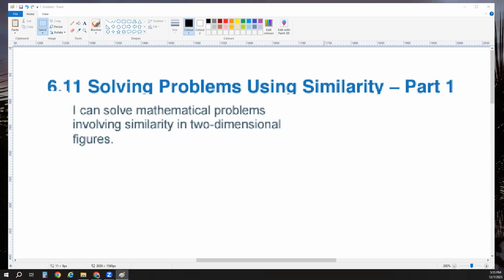Okay, so we're getting to 611, solving problems using similarity, and you should be able to solve mathematical problems involving similarity in two-dimensional figures. So this is going to be a lot of proportionalities, setting up proportionalities and solving for x. You might actually even see some distribution. We're going to dabble into a little bit of algebra here.